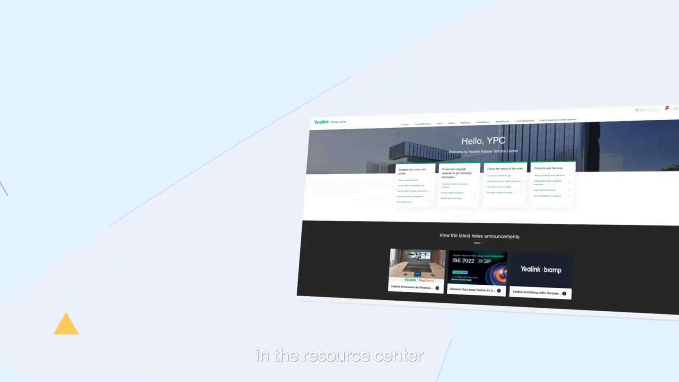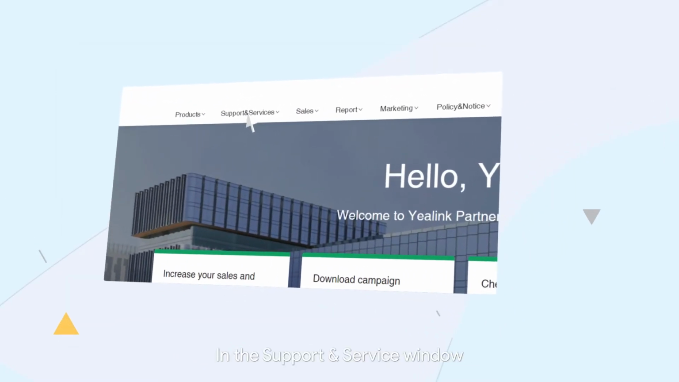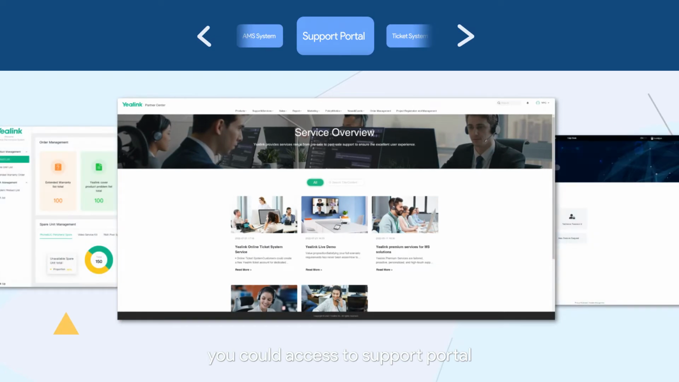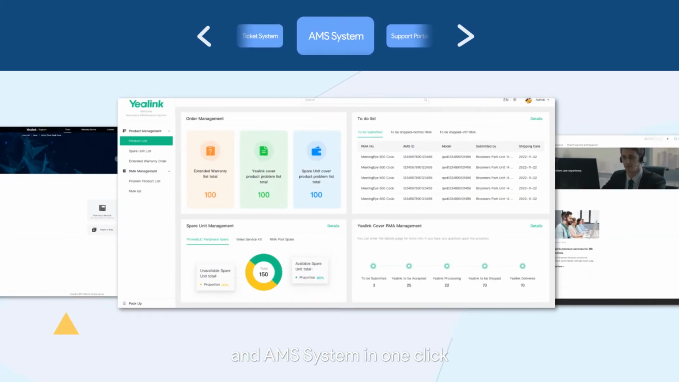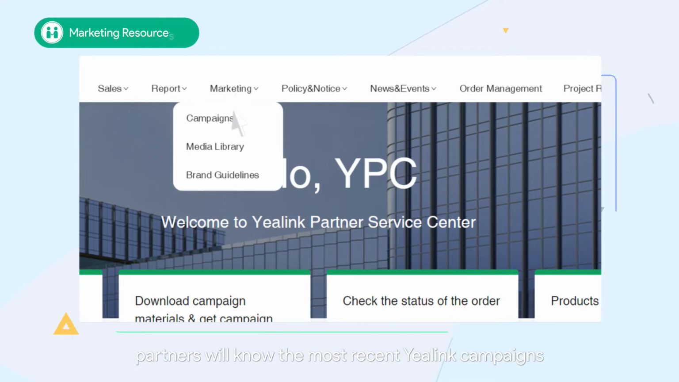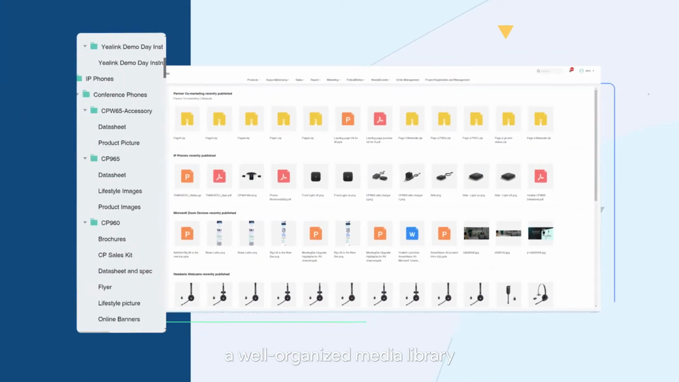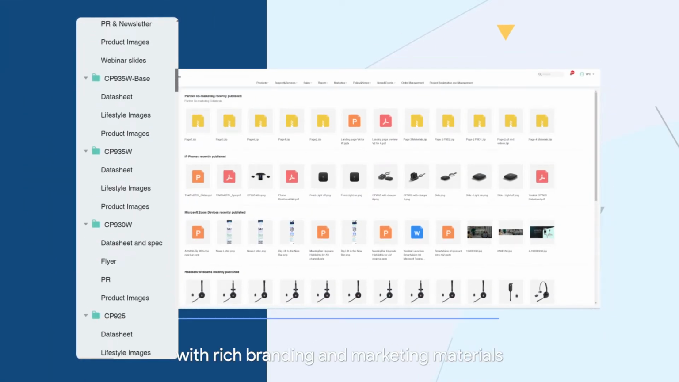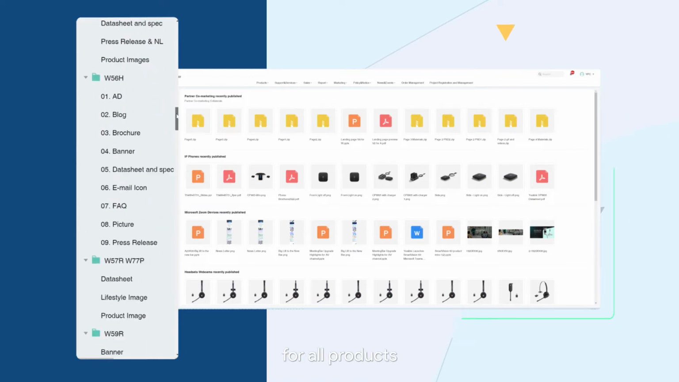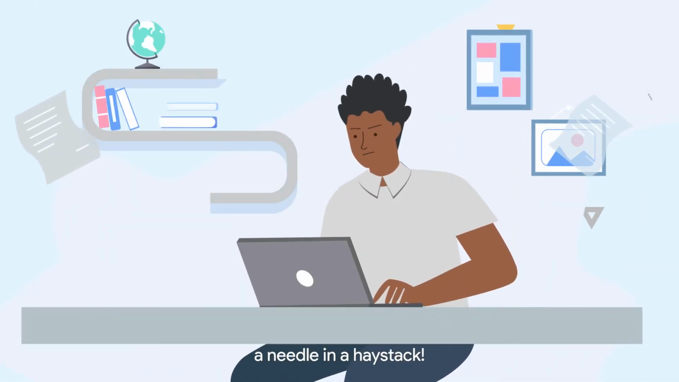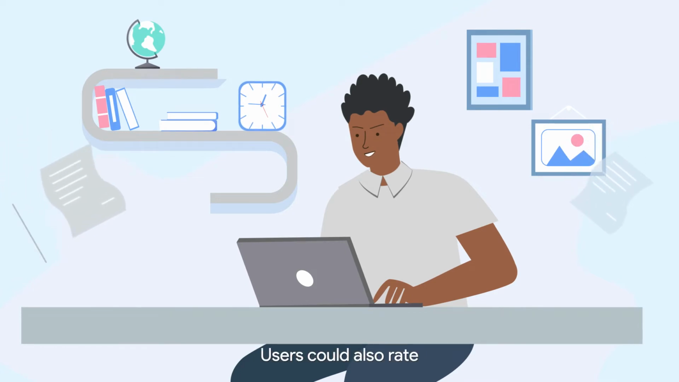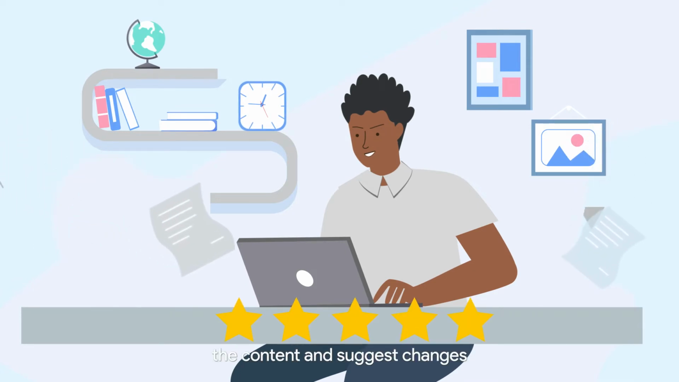The platform also makes available the most recent product listing information, technical documents, and comprehensive product solutions in the Resource Center. In the support and service window, you could access the support portal, ticket system, and AMS system in one click. In the marketing module, partners will know the most recent Yealink campaigns, webinars, etc. And we have also created a well-organized media library with rich branding and marketing materials for all products so that you don't have to waste time looking for information like a needle in a haystack. Users could also rate the content and suggest changes.